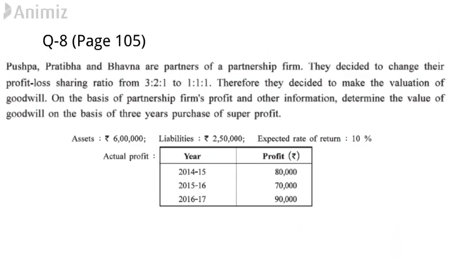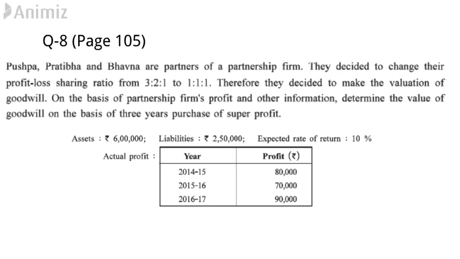The next question which we will solve is question number 8. Let's see what the question says. The question says that Pushpa, Pratibha and Bhavna are partners of a firm sharing profit and loss in the ratio of 3:2:1 and they want to change their share to 1:1:1. As I said earlier, whenever you are calculating the value of goodwill, you are least concerned with the profit sharing ratio as we don't have any kind of calculation regarding that. Therefore, they decided to make the valuation of goodwill.